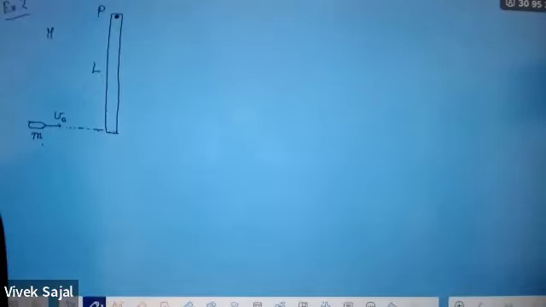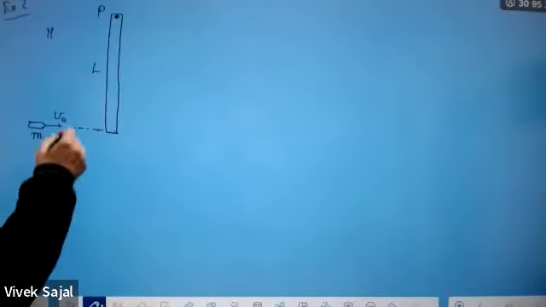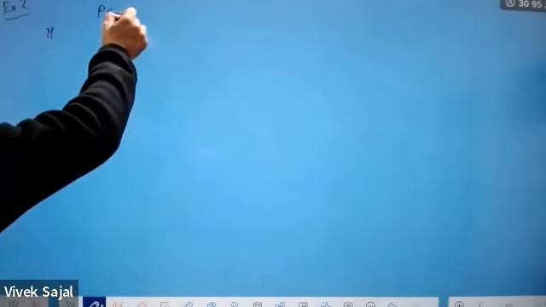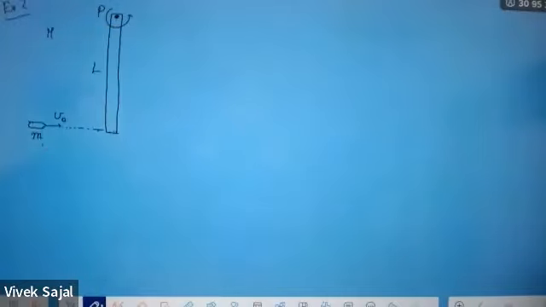Now find the angular velocity of the system just after this collision. Immediately after the collision, you have to find the angular velocity of this system. So due to this, the system will rotate like this around it. So please, can you tell me how to find this omega?